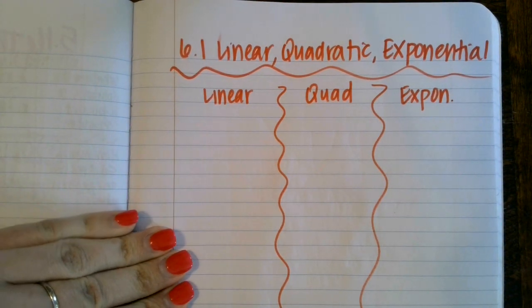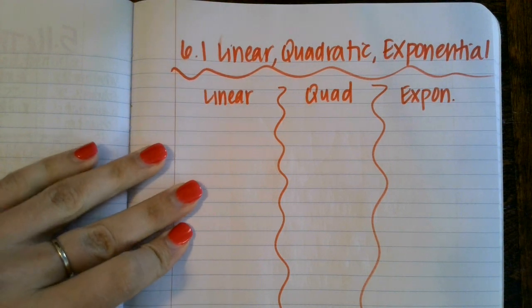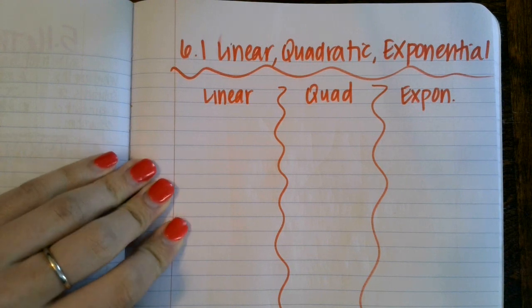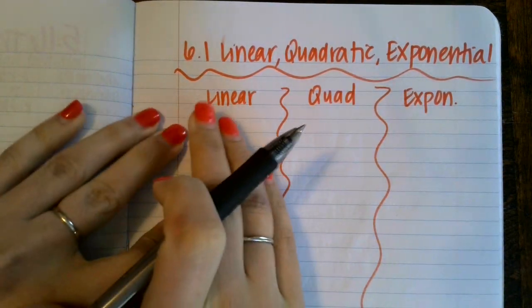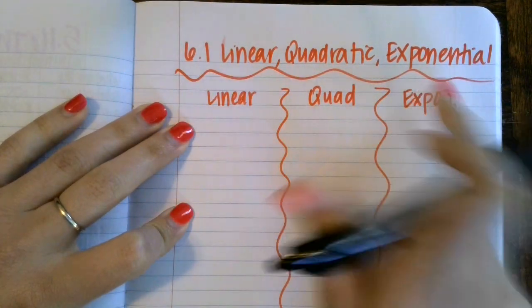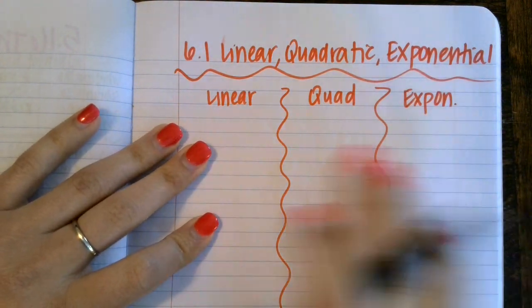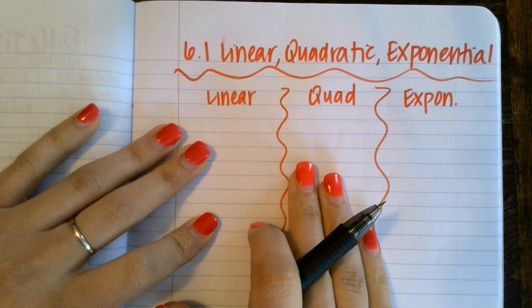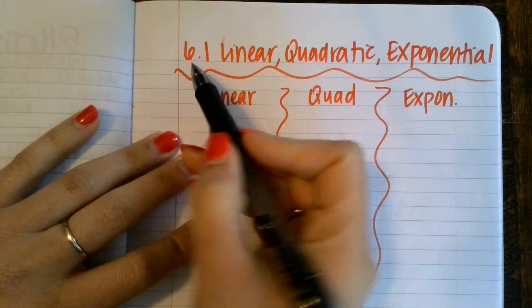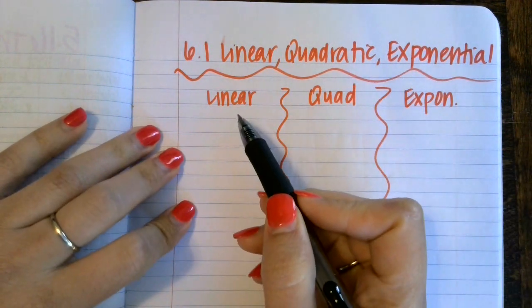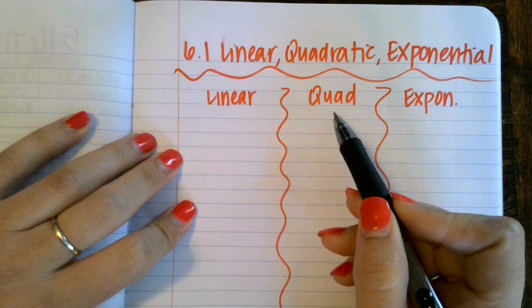Very important is that you have a lined piece of paper that you keep in a safe place, or you have your journals. The very first thing you should do is write this title in your table of contents at the front of your journal, and then find your next blank page on the right side. That's where we're going to take our notes, and title it 6.1 Linear, Quadratic, and Exponential. Then divide your paper into linear, quadratic, and exponential. I just drew little squiggly lines down my paper like that.